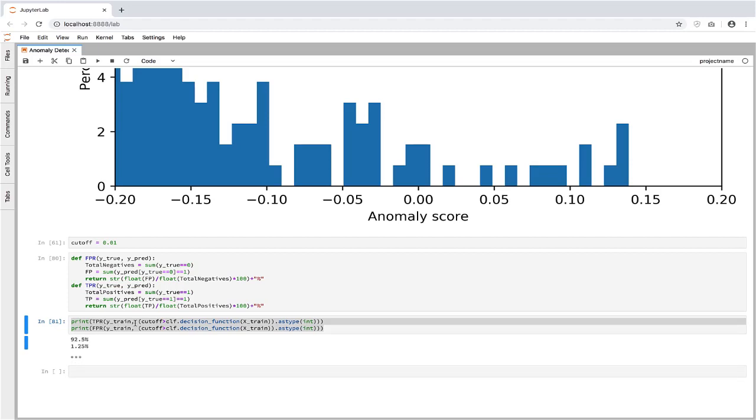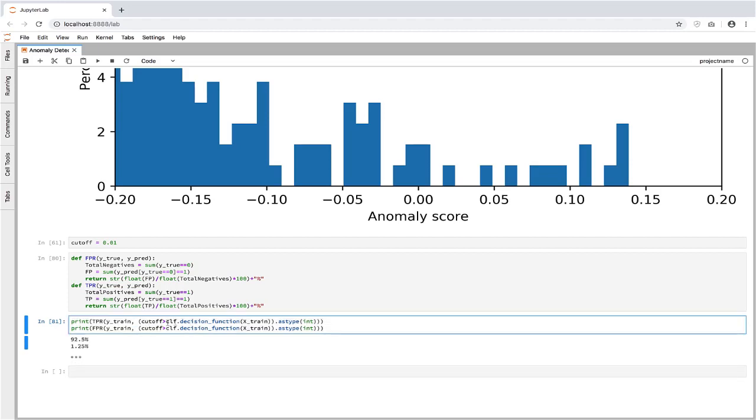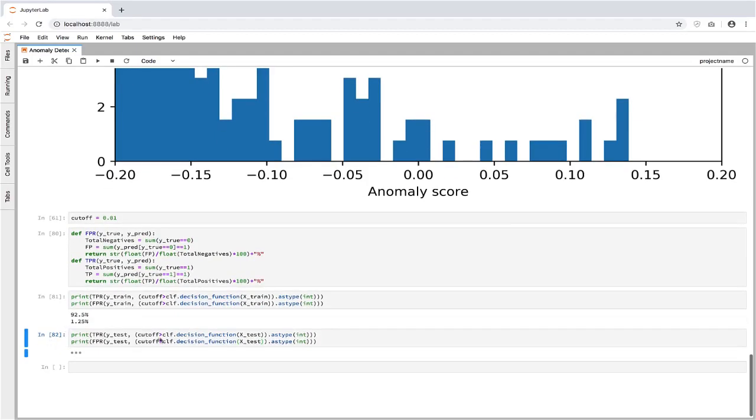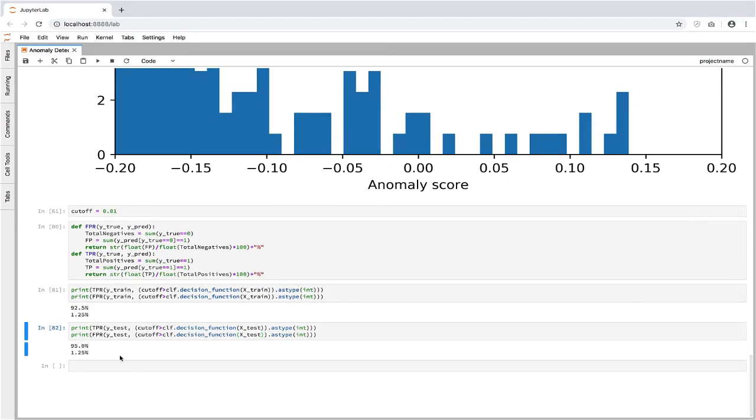And what we see is that it correctly captures 92% of anomalies and incorrectly captures about 1% of normal points. And then doing the same thing on the test set, we see that the results are pretty much the same and there's no overfit. So a successful anomaly detector.